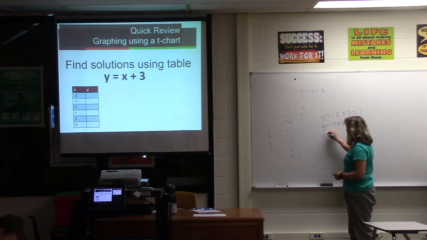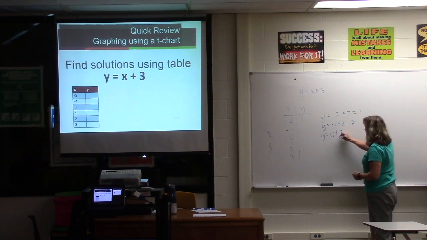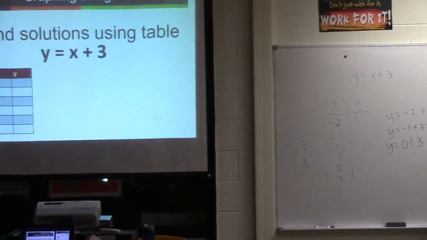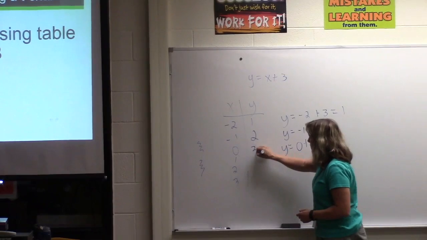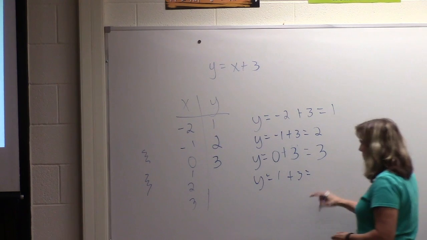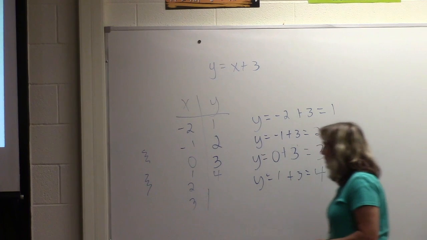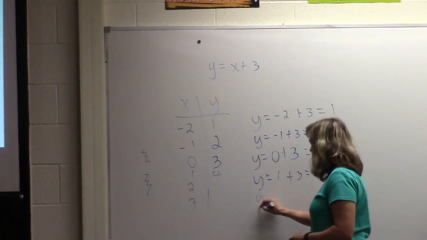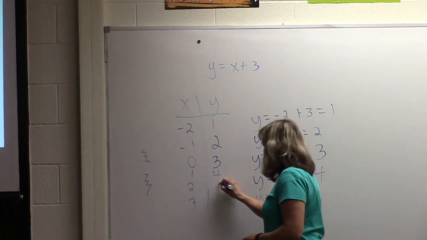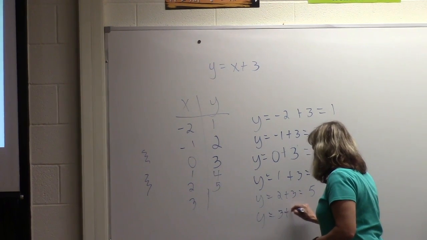And I'm going to do y equals 0 plus 3. So 0 plus 3 is 3. Okay, so we're going to carry our stuff over here. Then y equals 1 plus 3. 1 plus 3 is 4. So we're going to put a 4 in there. Okay, y equals 2 plus 3, 5. Make sure I put this on my t-chart. Okay, y equals 3 plus 3.